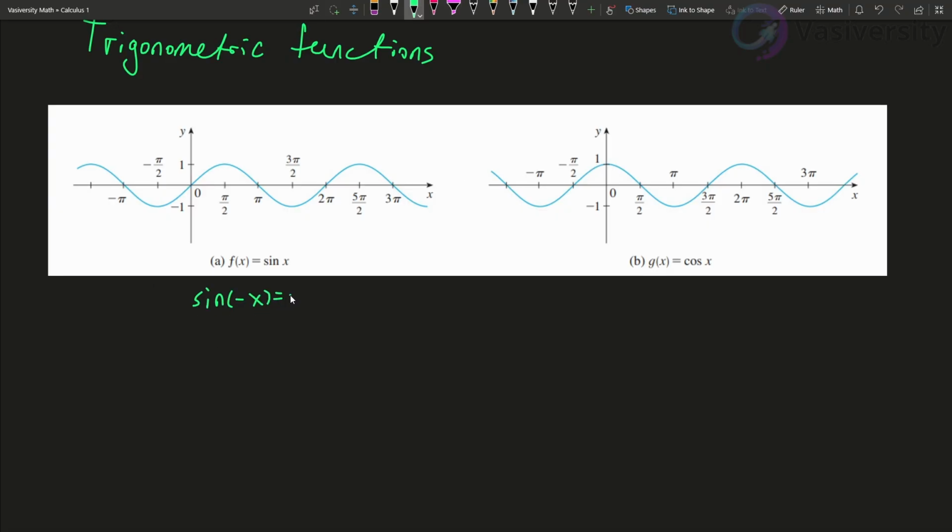Sine of negative x is equal to negative sine of x. Cosine is an even function. Cosine of negative x is equal to cosine of x. Okay, so sine and cosine are defined as follows.